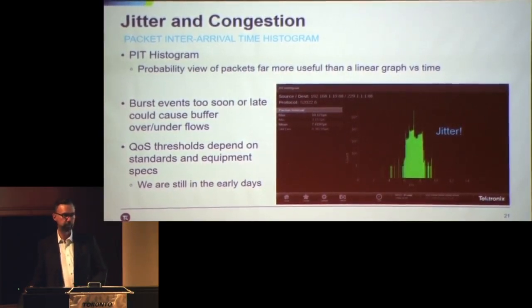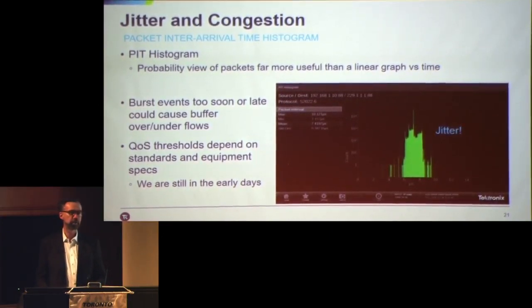Burst events that happen too soon or too late might get dropped out of the buffer, the leaky bucket model. What are the thresholds? Some of the stuff's in the specs, some of it's not. Some of it's vendor dependent. I bet we're going to have similar QoS standards that'll come out in the next few years that'll address many of these things. Right now, it's wild times.